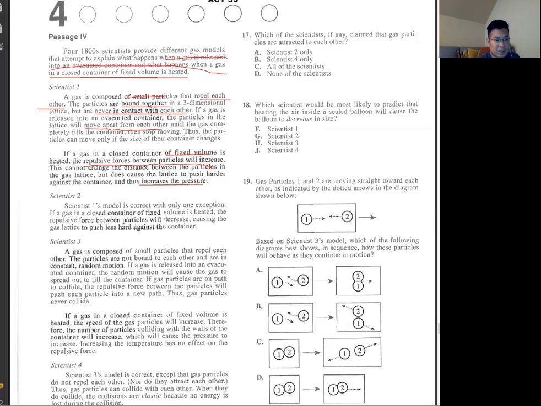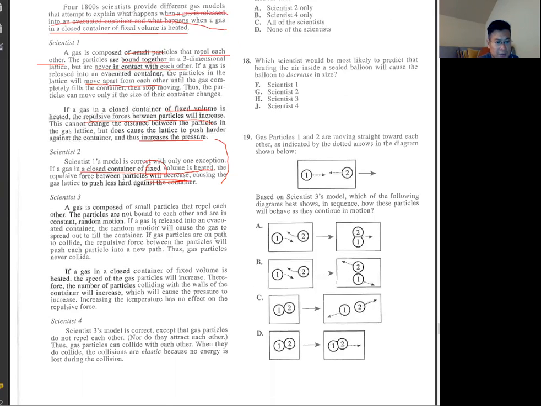And then the second scientist's model is the same, correct. The only exception is when gas is enclosed in a fixed volume and heated, the repulsive force between particles will decrease. Okay, so it's opposite, increase and then decrease. So that's the difference. And this is only for fixed volume, right?